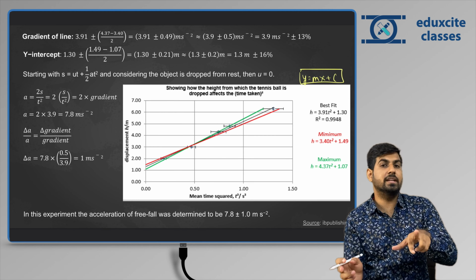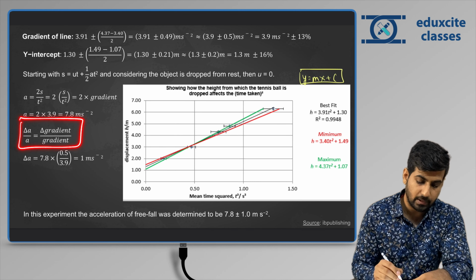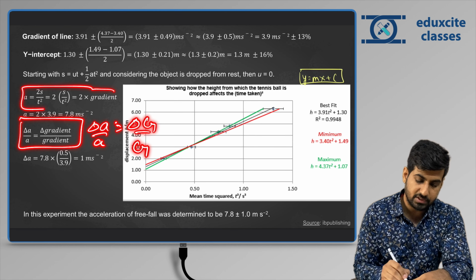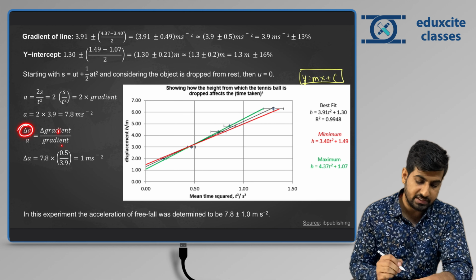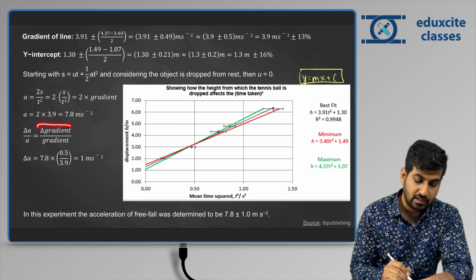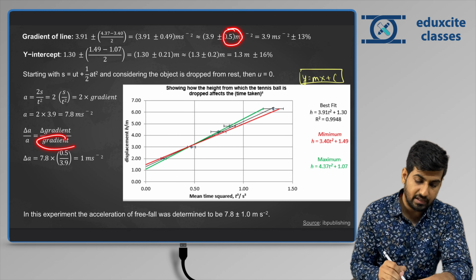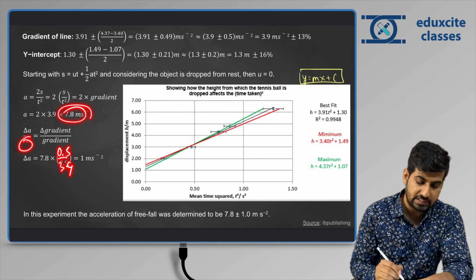Now the uncertainty in this answer is found by using the formula from topic 1, delta a upon a is equal to delta g over g. So this is the equation. Using this equation, delta a will be delta g by g times a. Now what is delta g? The uncertainty in the gradient, which is 0.5, and the gradient is 3.9. So 0.5 divided by 3.9, multiplied by the acceleration, which we have got as 7.8.